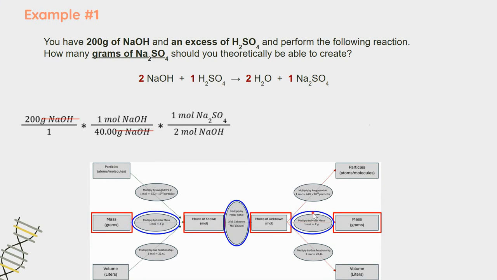I'll multiply by the molar mass of Na2SO4 to get to grams Na2SO4. Molar mass of Na2SO4 is on the top. I would calculate that using my periodic table. And those are the grams in every 1 mole Na2SO4.